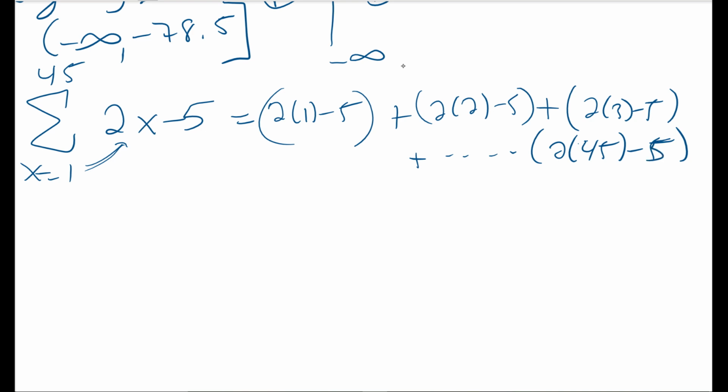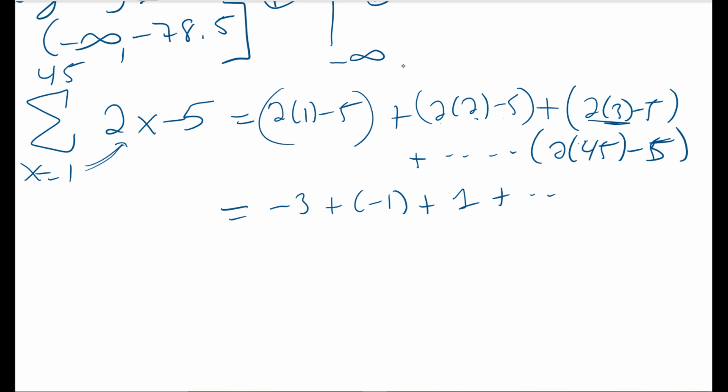Now, are we going to do all of that, all of those numbers, and calculate them? No. We have a shortcut to do this, right? So before I do that, though, let me calculate the first few terms here. So 2 times 1 is 2. 2 minus 5 is negative 3. 2 times 2 is 4. 4 minus 5 is negative 1. So we have negative 3 plus negative 1 plus 2 times 3 is 6. 6 minus 5 is 1, and so on.